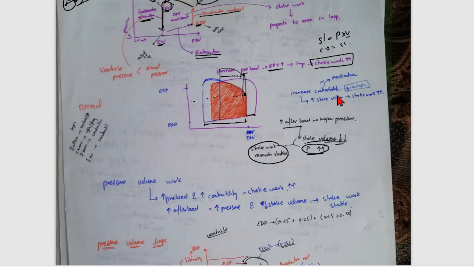Okay, you can see it from this diagram. The area of this and this, the area of normal and the area of the afterload, is the same, because here the volume decreases but the pressure is increased.